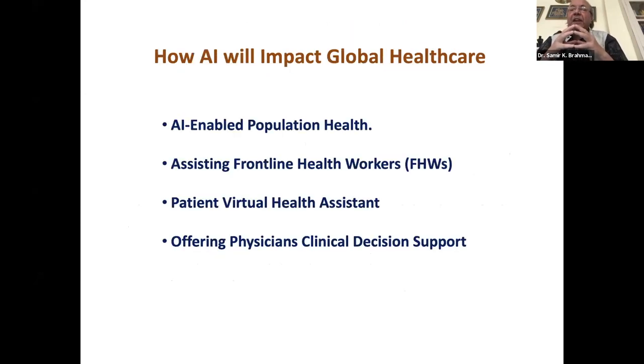It will be a shift from electronic records, and therefore AI-enabled population health, assisting frontline health workers, and patient virtual health assistants. Already Siri does many things, and other software has come, offering the physician a clinical decision support system. So it's not replacing the doctor, it is augmenting the doctor. Just as an aerospace engineer will understand, auto landing is not without a pilot. Auto landing of the aircraft is assisting the pilot to align and control. So this is exactly how the AI will be. So there's no fear that there'll be replacement. It will be augmented. Next slide.